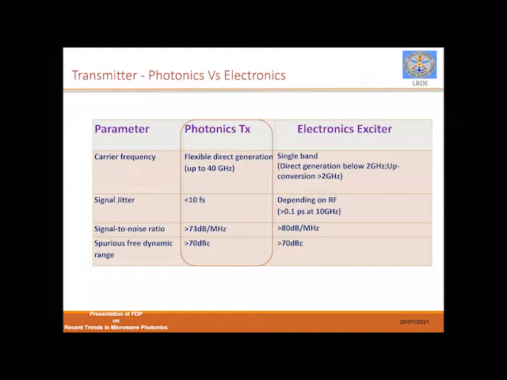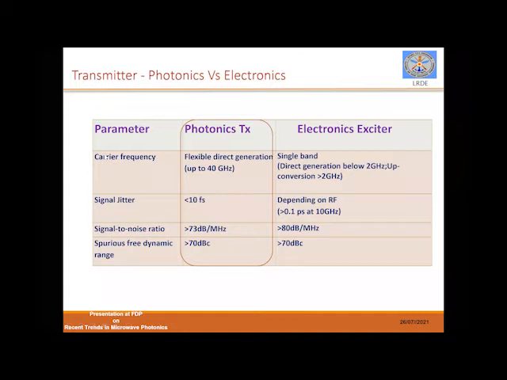Here the signal jitter can be less than femtoseconds, whereas in the other case we are talking about 0.1 picoseconds at the RF domain. And the signal-to-noise ratio, if you see, both are almost comparable, and it also has almost comparable SFDR. So this table straight away highlights the advantages of photonics over the electronic counterpart.